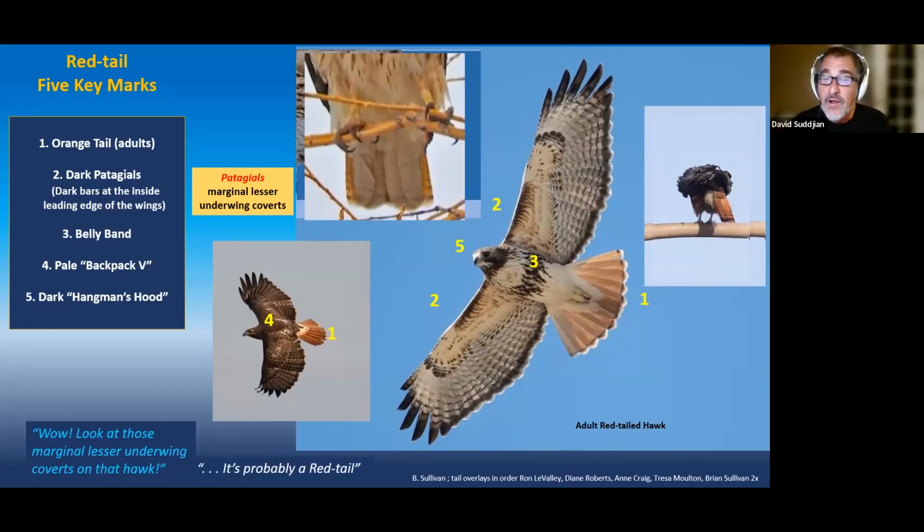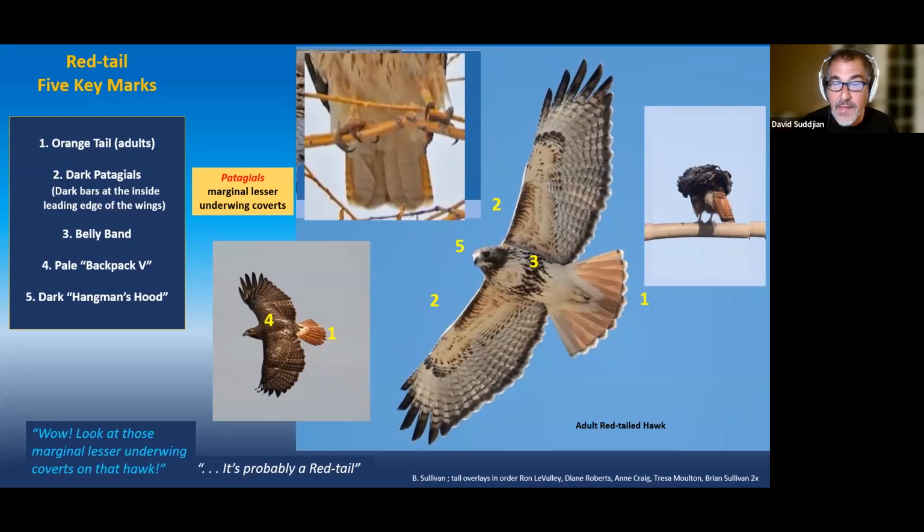So the patagials are this feather tract in between the body of the bird and the bend of the wing or the wrist, at the leading edge on the underside. And on a red-tailed hawk, they tend to be very dark and contrasty on our typical light red-tailed hawks. So it's that dark bar, the dark patagial. So that's a key mark for red-tailed hawk.